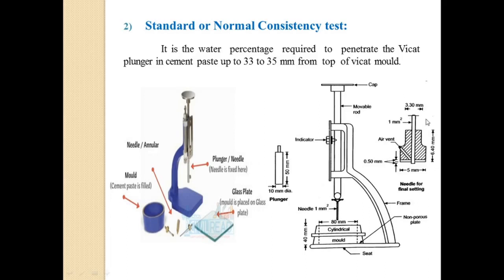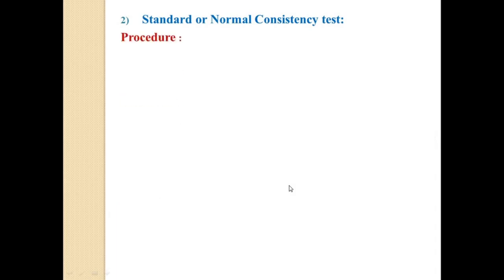This is the tip of the final setting time needle. This is the enlarged view of the final setting time needle. It has 0.5 mm beyond this tip. The total diameter is 5 mm, and the height is 6.40 mm. For this particular standard consistency test, we do not require this final setting time needle. We use this plunger. So let us see the procedure, step by step.